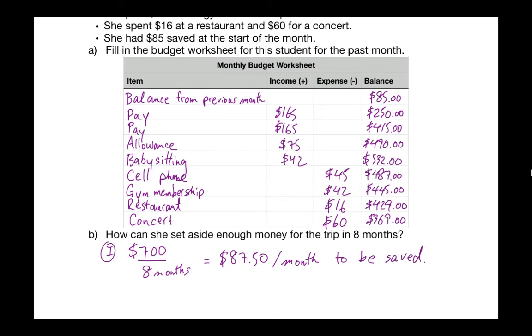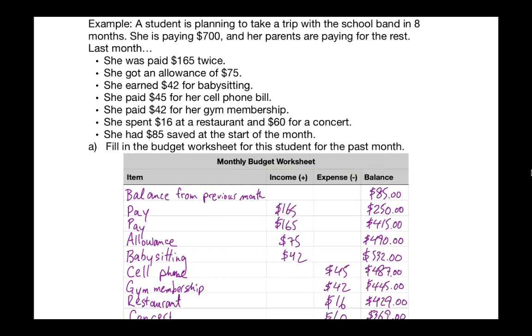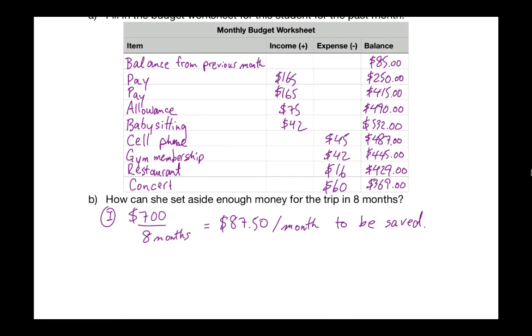Okay, so if you were recording that on this sheet, you could record $87.50 as another expense, so you could add in another line here for saving for the band trip, and that could be $87.50, and you can see that there's lots of money left over at the end of the month. So certainly this person could afford to save $87.50 per month, and at the end of 8 months, she would have the total amount that she needs, which is the $700, and of course her parents are going to pay for the rest of the trip, so she'll be in good shape. So that's one way to go.